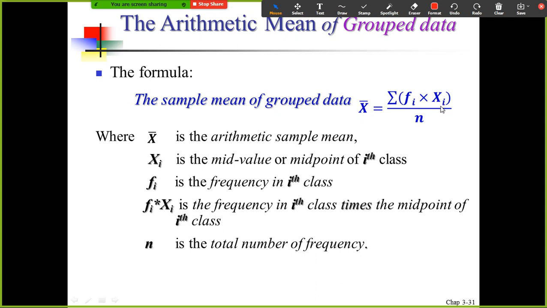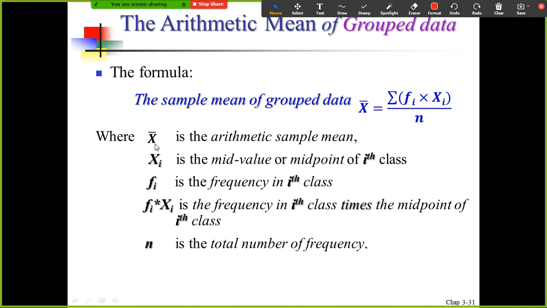I will explain to you what xi is and what fi is. What is i? The i here is not class interval. Don't confuse. So what does it mean if i here is not class interval? The sample mean of grouped data, x bar, equals the sum of the products of x and f, divided by the total observations in this grouped data set.